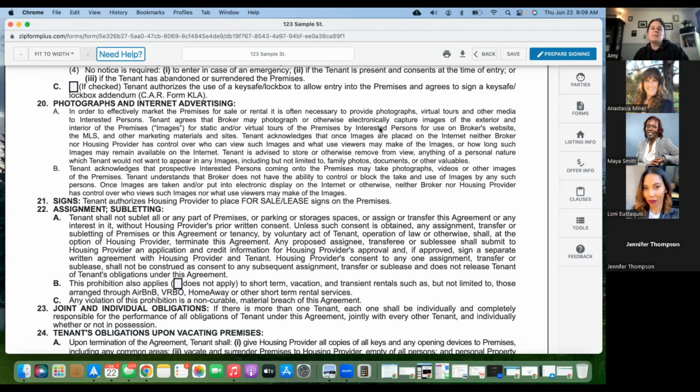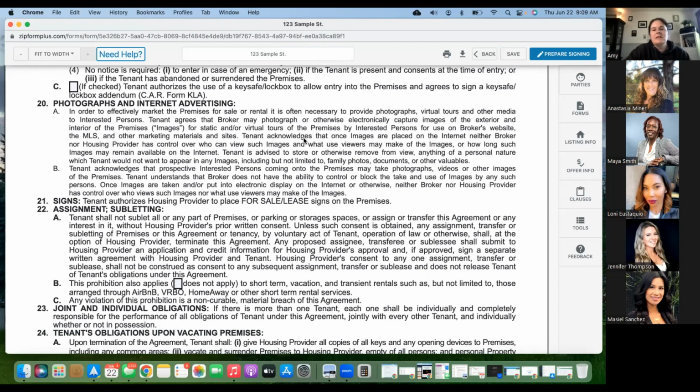In order to effectively market the premise for sale or rental, it is often necessary to provide photographs, virtual tours, and other media to interested persons. Tenant agrees that broker may photograph or otherwise electronically capture images of the exterior and interior of the premise, images for static and/or virtual tours of the premise by interested persons, for use on broker's website, the MLS, and other marketing material and sites.